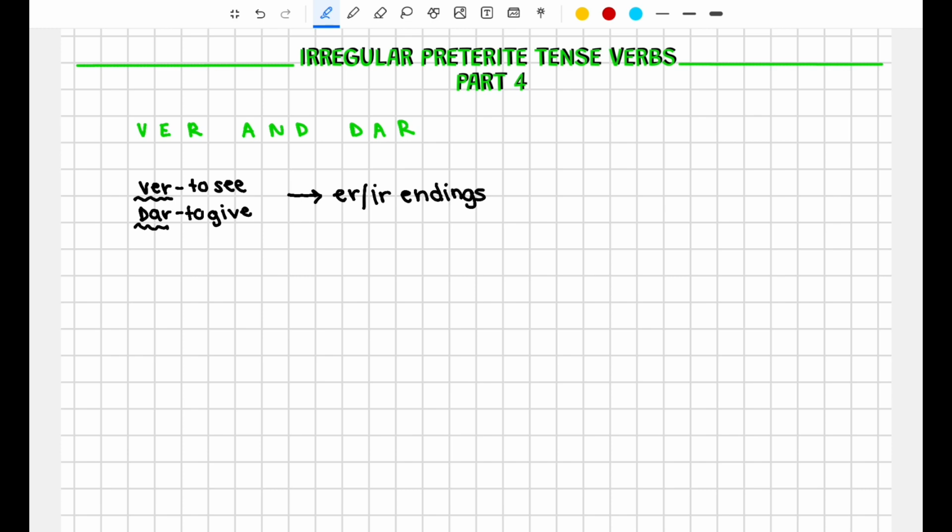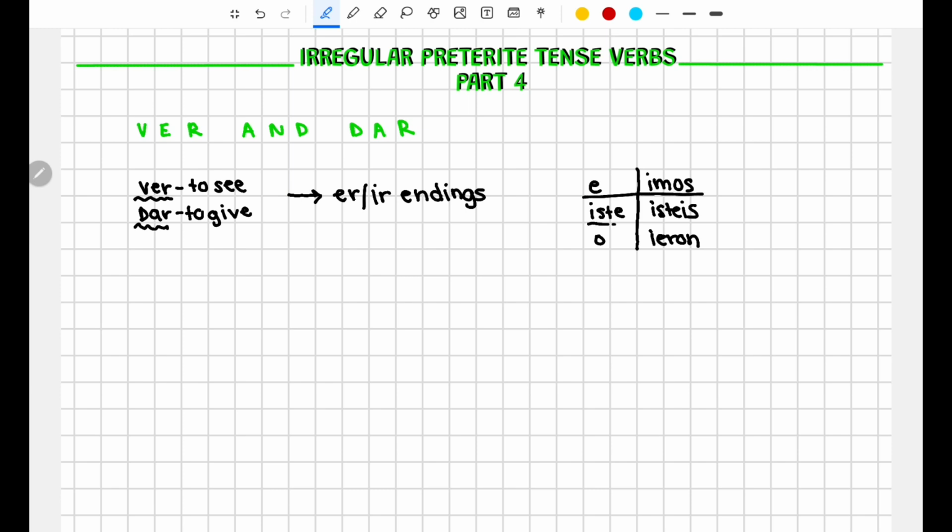So let's rewrite the ER-IR conjugation chart just so that we can refresh our memory on that. The things that changed in the formulated irregular preterite tense verbs, the ones that we talked about a couple of videos ago, it was just iste, o, imos, isteis, and ieron.